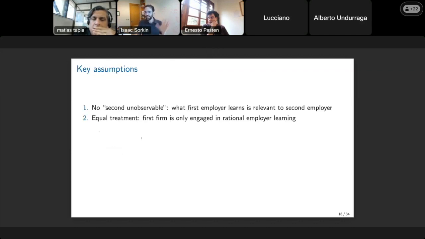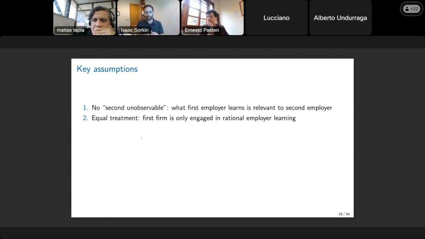So there are two key assumptions embedded in the model. The first is that there's no second unobservable, which is basically that what the first employer learns is relevant to the second employer. If the first employer is learning about your ability as a basketball player, what's relevant to the second employer is your ability as an economist, you might think that what the first employer learns doesn't really matter. And so when you match on your ability as a basketball player, you haven't matched on your ability as an economist.